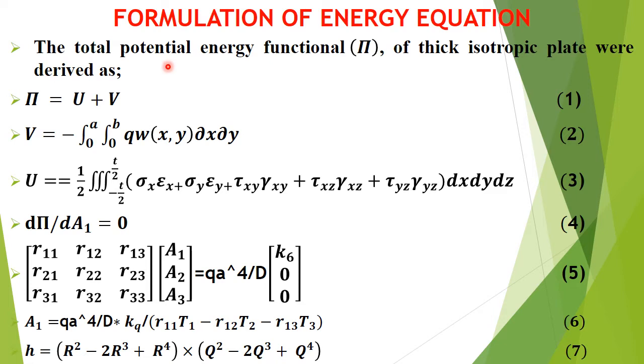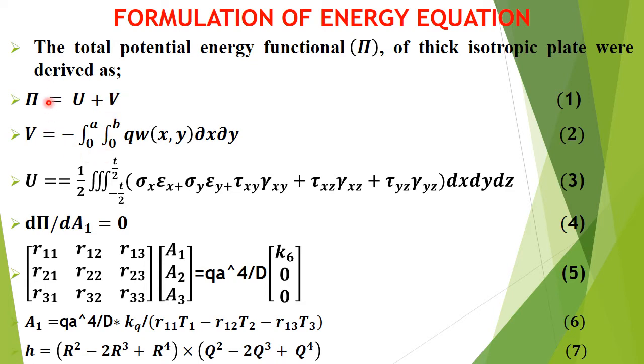So we are going to use the energy method by formulating the potential energy expression from the elastic static theory. When we do that, we find out that Pi is the total potential energy function, while U is the strain energy, V is the work done. So we have Pi equals U plus V.